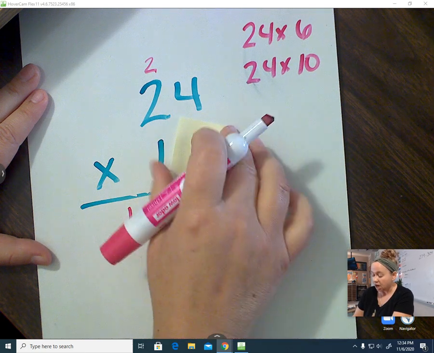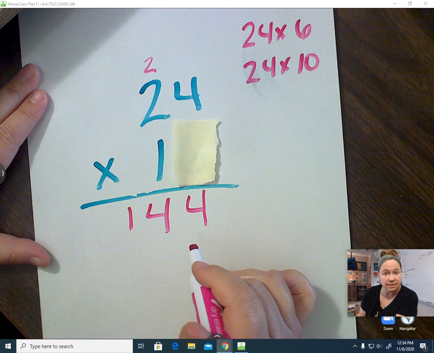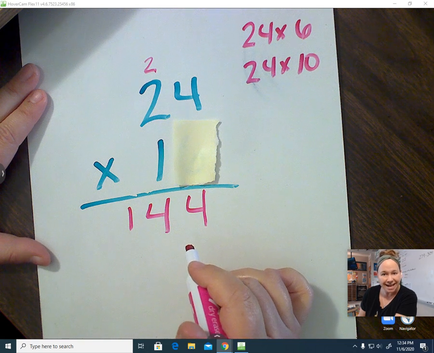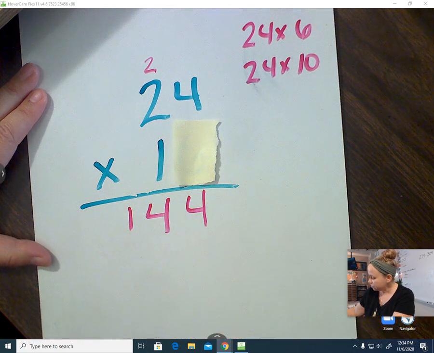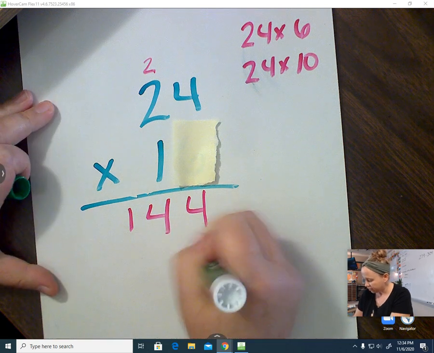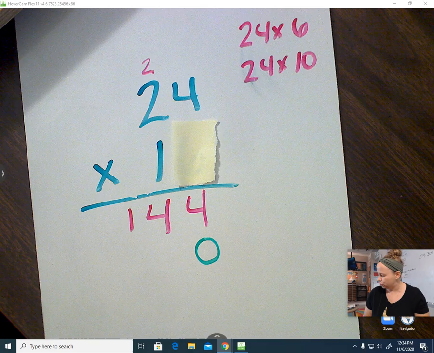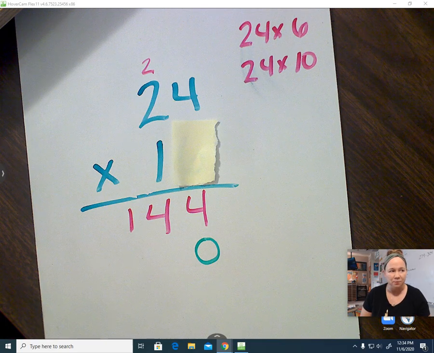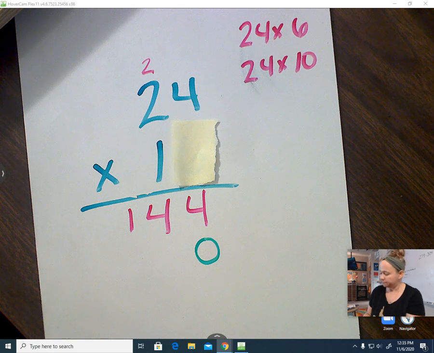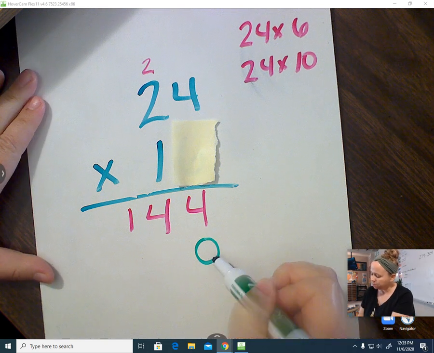Great. Now I'm going to cover up the 6. And now that's not a 1 because it's in the tens place. It's a 10. So I'm going to put this 0 here. Why are you putting that 0 there? Not because your teacher told you to. Why are you putting that 0 there? Because you're multiplying by a digit in the tens place. You got it. So I put my 0 there for placeholder.